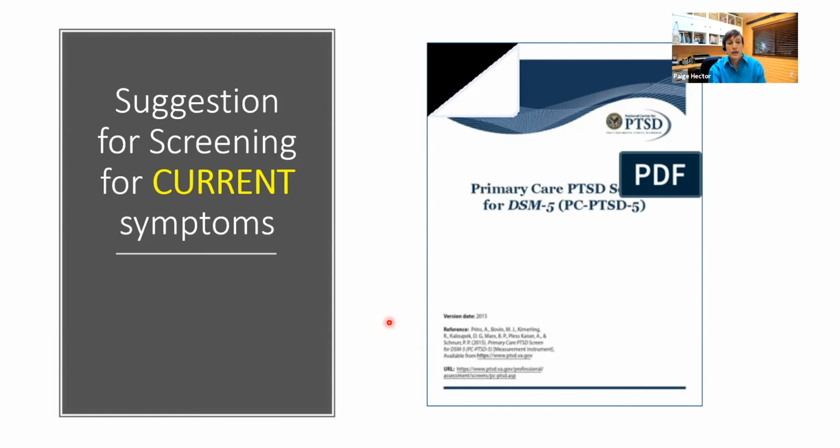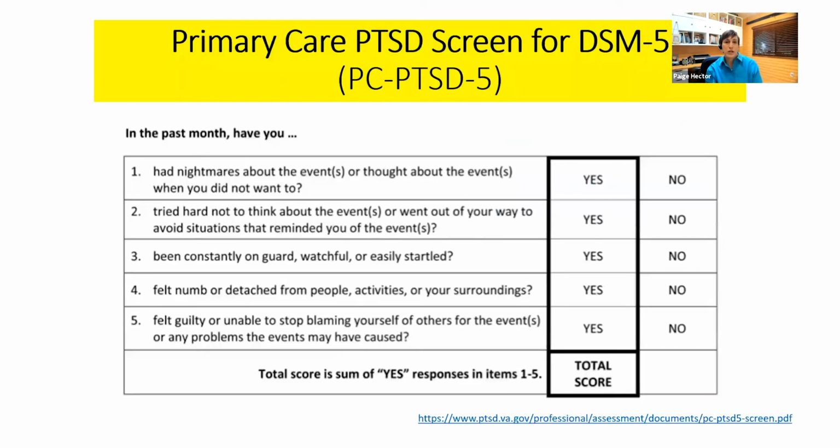If you'll notice here, I've highlighted the word current. This is really, really important because this tool does a great job of screening for current symptoms. Here's a screenshot of the tool. You'll see here, in the past month, have you had nightmares, tried hard not to think about events, been on guard or watchful, felt numb or detached, or guilty or unable to stop blaming oneself?